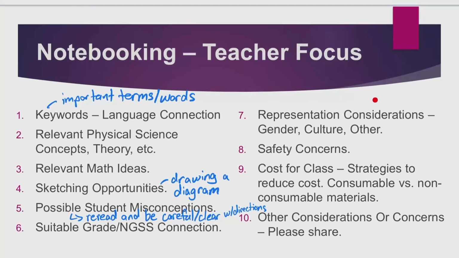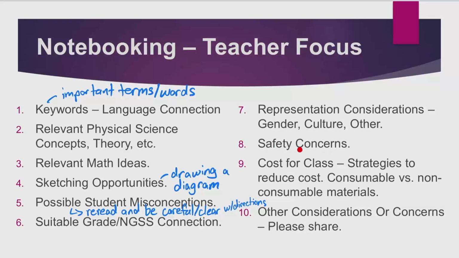It's also helpful, or it can be helpful, to think about representation. So thinking about gender, culture, other things. Sometimes there's great opportunities to talk about scientists of color, people that discovered things who were not white men who are dead. That's a lot of the people that we credit with scientific discoveries in the past, but there are other ways that you can bring other people in that maybe will connect more with your classroom depending on what the makeup of your students is. Safety concerns is a big one.